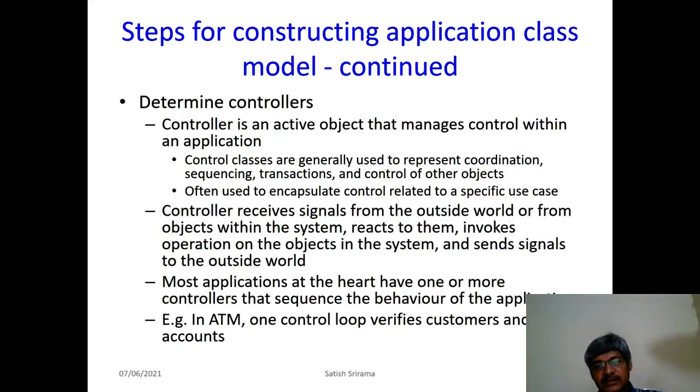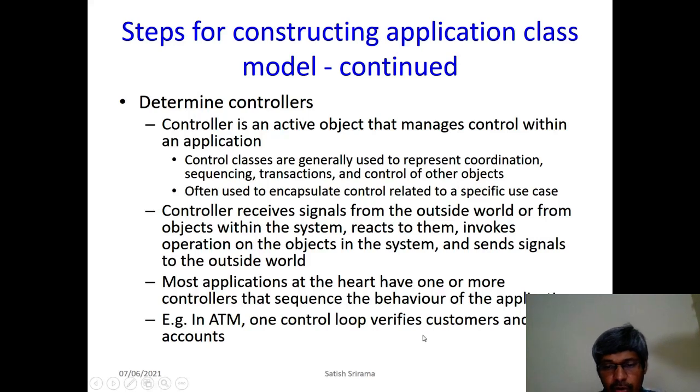So a single controller class may be doing all these things, interacting with all these different objects within the system. Because the point is, within the system you do not want to give access to each and every object. It cannot scale well, and it will also have a lot of security issues. So you will always have some control classes and boundary classes using which you will be interacting with the system. Most applications at heart have one or more controllers that sequence the behavior of the application. It is a very common phenomenon.